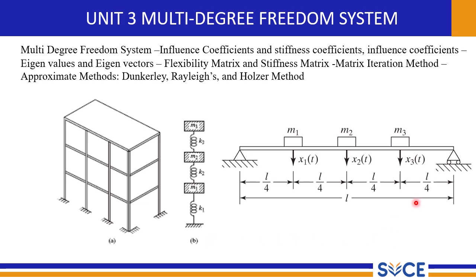The illustration on this slide shows examples of multi-degree freedom systems, like a multi-story building frame, which can vibrate in multiple ways, and a beam with several masses attached, representing a system with multiple degrees of freedom. This unit will equip you with the skills to analyze the dynamic behavior of more complex engineering systems.